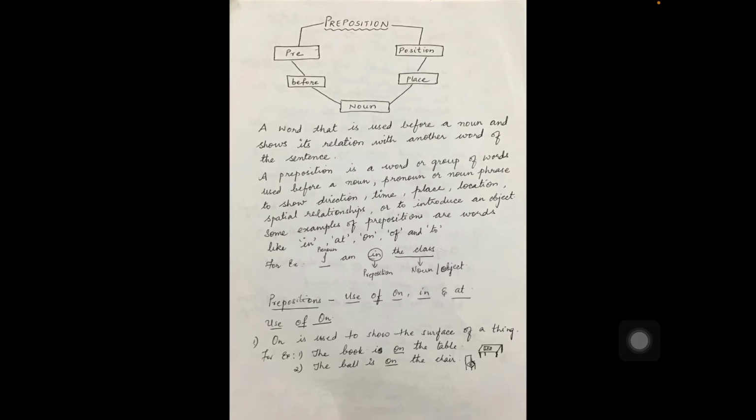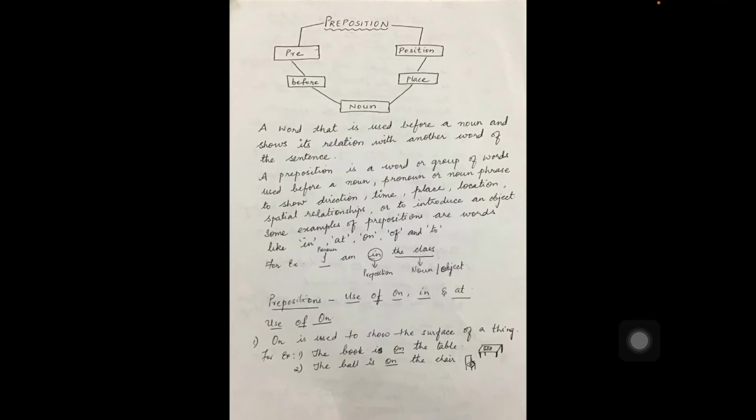Now just look at this example. I am in the class. Here I is the pronoun, in is the preposition and the class is the noun or the object. The preposition in tells us the relation that I am in the class. It tells the relationship between the pronoun and the noun. Without this preposition, the sentence is meaningless. If we say, I am the class, we don't know where I am standing. So, I am in the class. In is the preposition which tells the relationship between the pronoun and the noun.